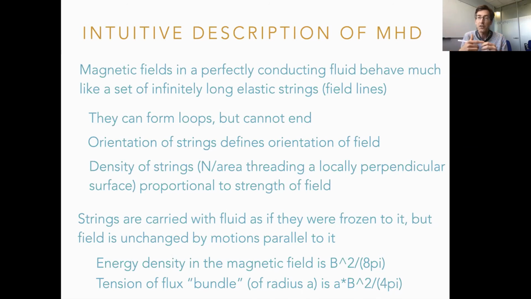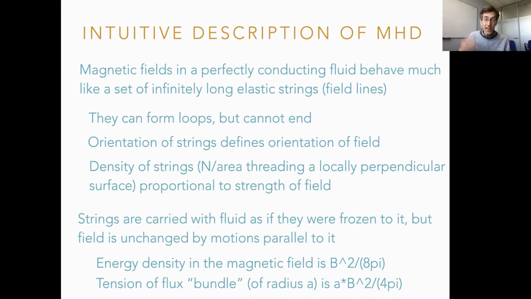To flesh out the analogy, imagine that those strings are infinitely long, and they represent the field lines. We can have bundles of field such that the density of the strings, the number per area threading some locally perpendicular surface, is proportional to the strength of the field. The orientation of the strings defines the orientation of the field. They can form loops, but they can't end, in order to give del dot B equals 0. And they're carried along with the fluid as if they were frozen into it. That's the limit we're going to talk about essentially today. They're unchanged by motions along the field line.